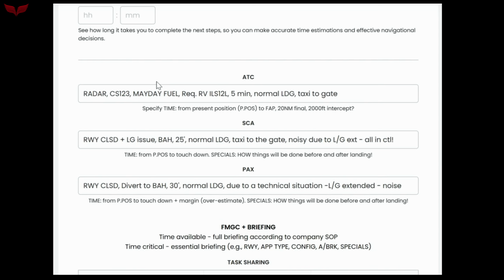Assign. ATC radar, call sign 123, mayday fuel, request radar vectors, ILS 12 left, we'll be ready for approach in 5 minutes. It's going to be a normal landing with taxi to the gate. Senior, you have to give a NITS briefing or follow the company guidelines to inform the senior about the diversion.